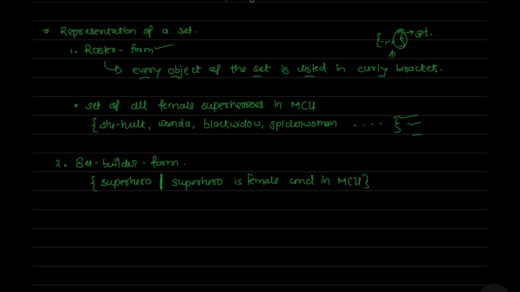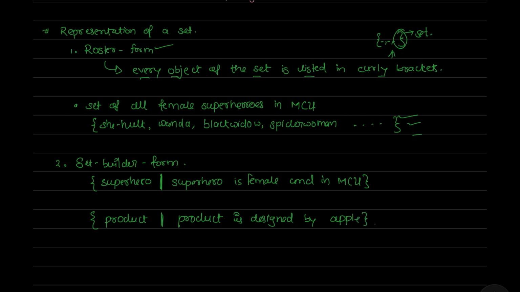Now there are some other examples that we can see to understand the set builder form. For example, I can say product such that product is designed by Apple.